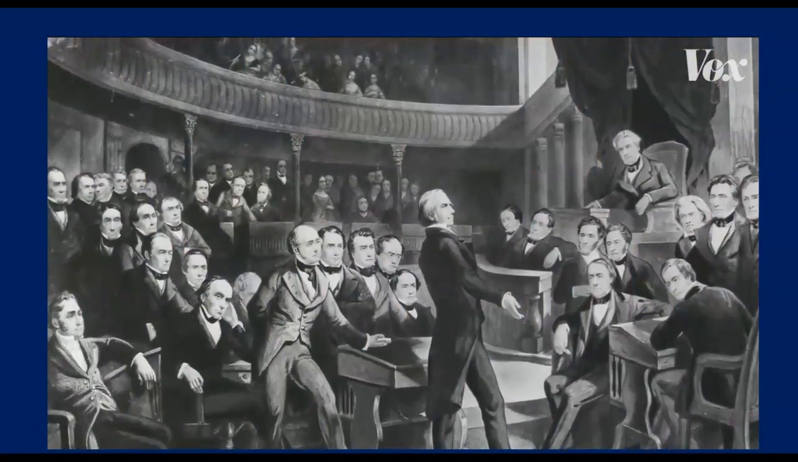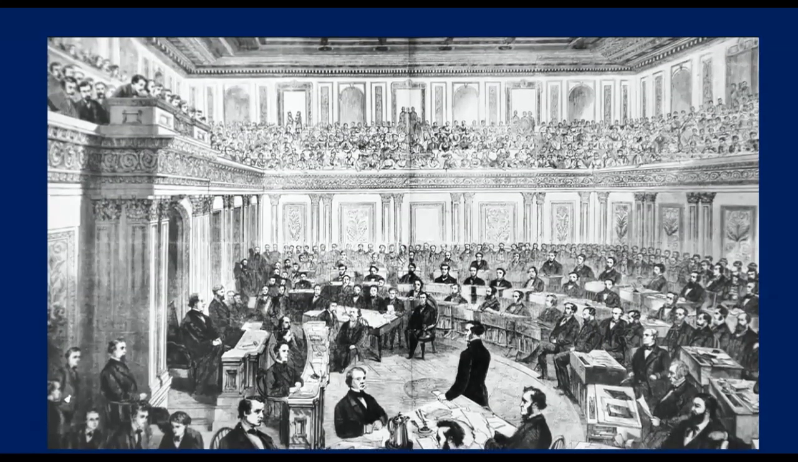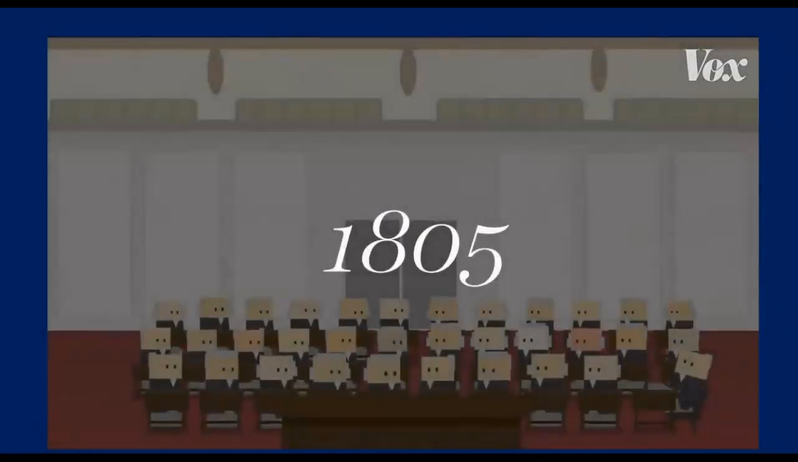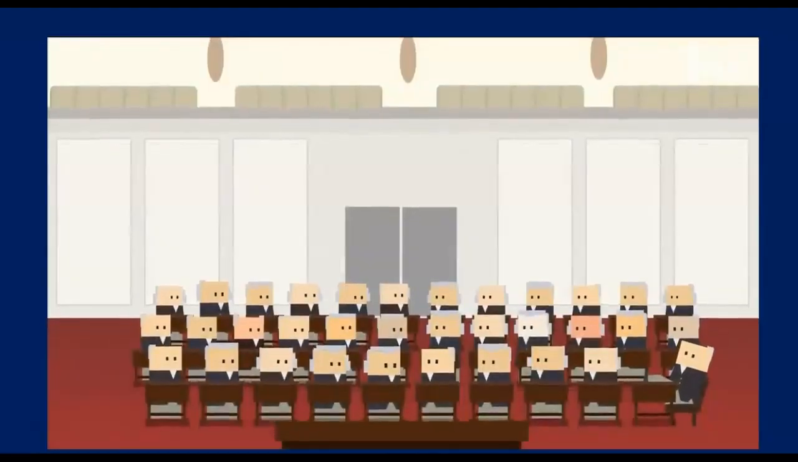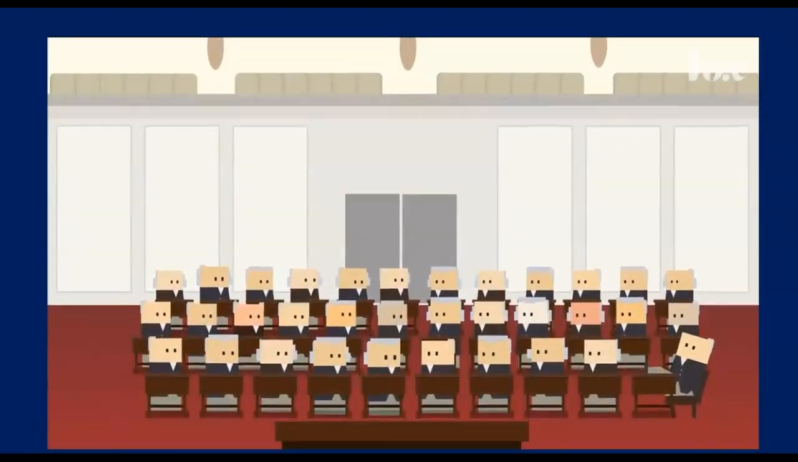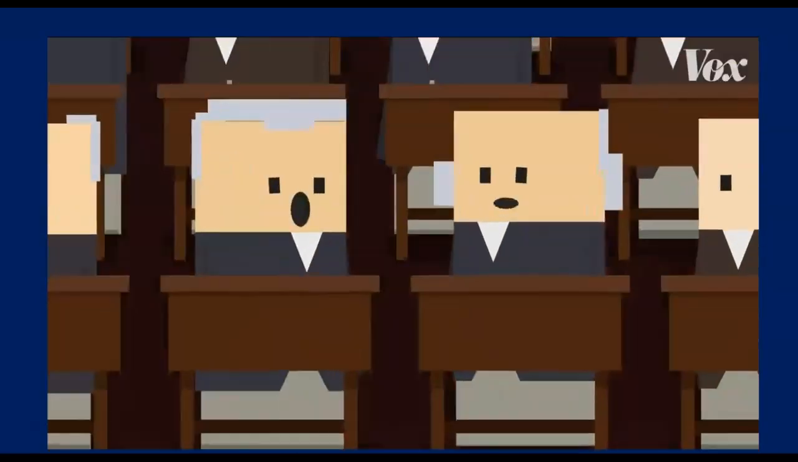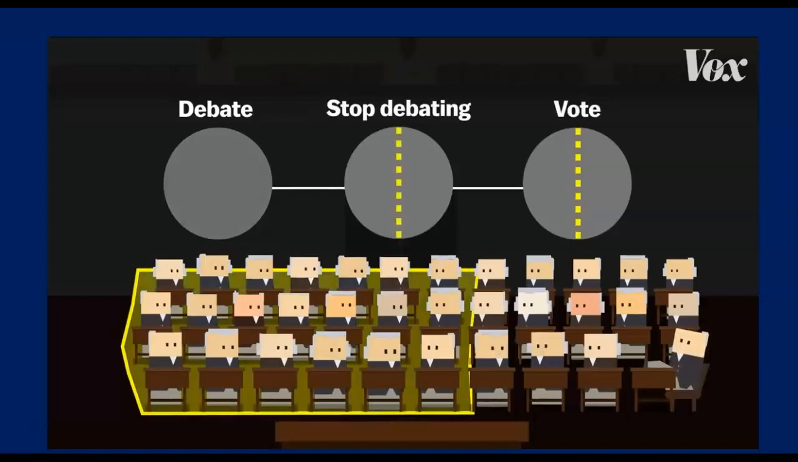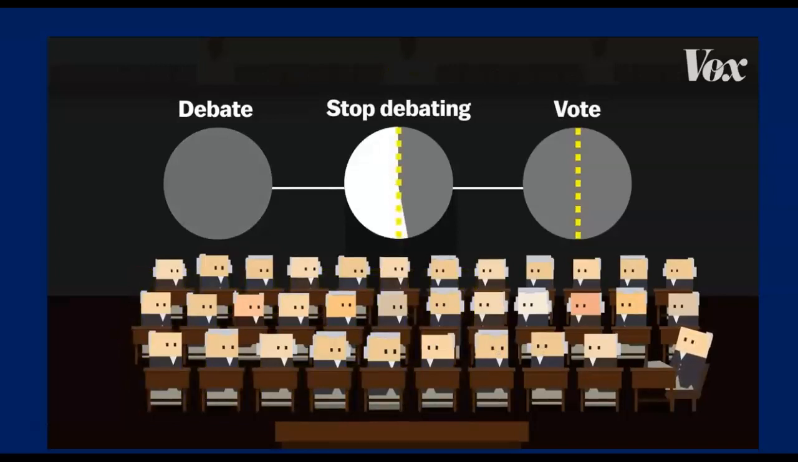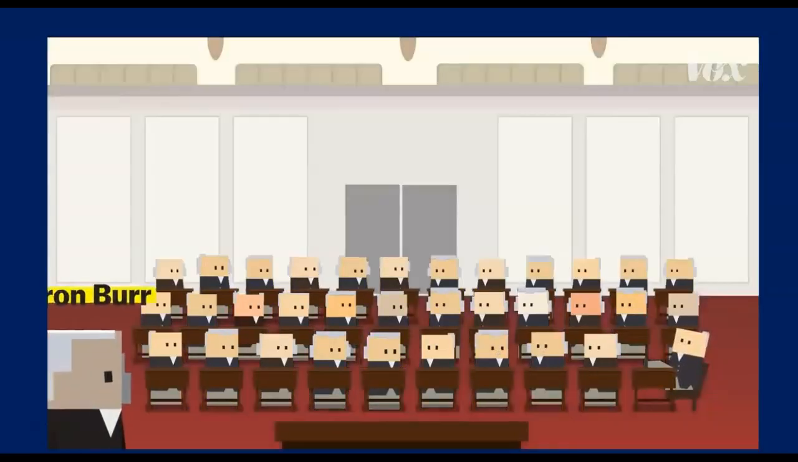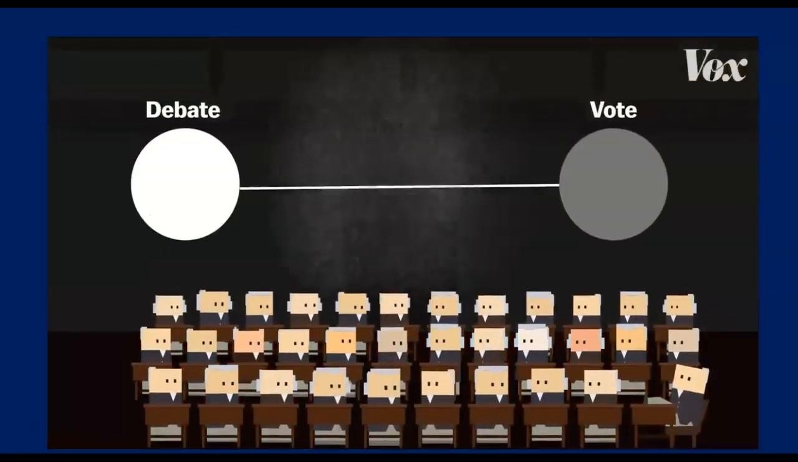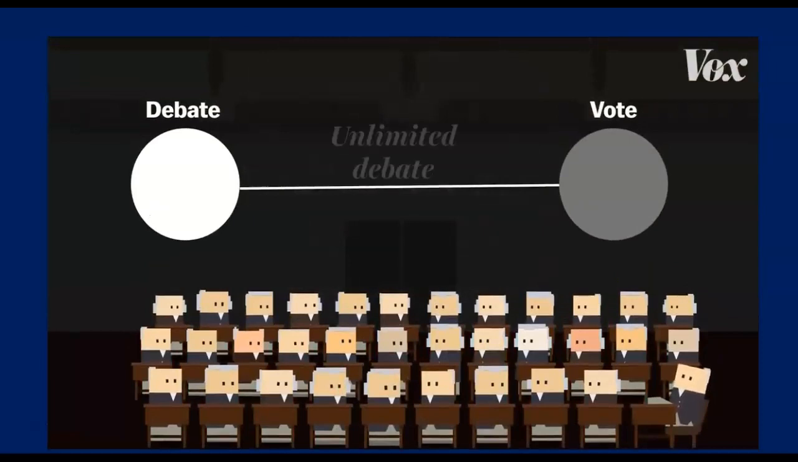But the Senate didn't always have this rule. In fact, it all kind of happened by accident. This is the Senate in 1805. It's much smaller than it is now, and the filibuster as we know it today doesn't exist yet. And before they vote on a bill, they debate. If they want to end debate and vote, they just need a majority to agree. But Vice President Aaron Burr thinks a high-minded place like the Senate should have as much debate as needed. So the Senate gets rid of the rule. Now senators can debate for as long as they want, and there's no way to stop them.